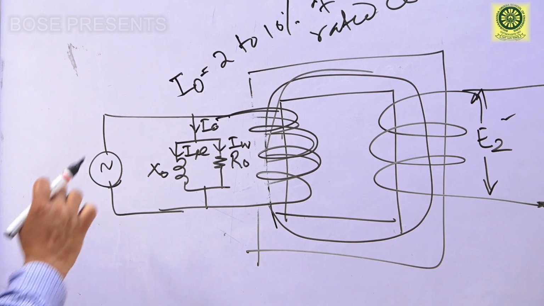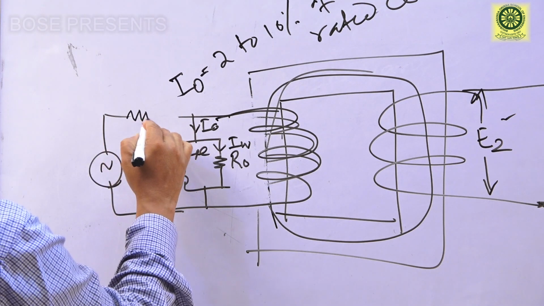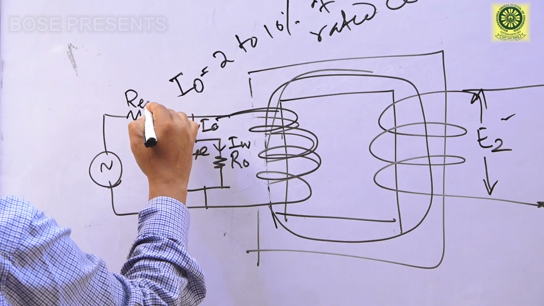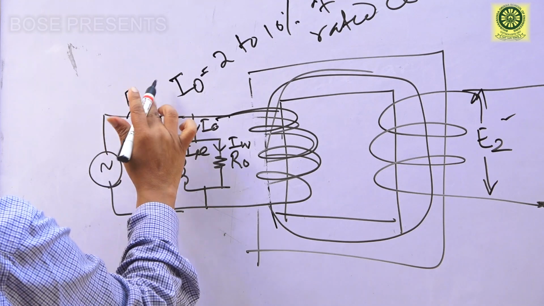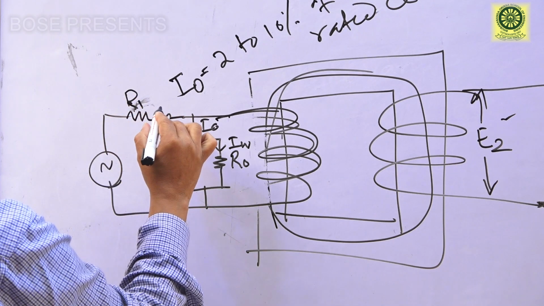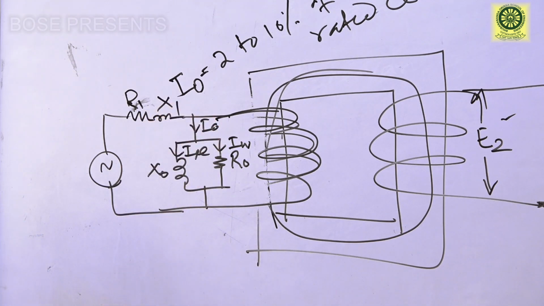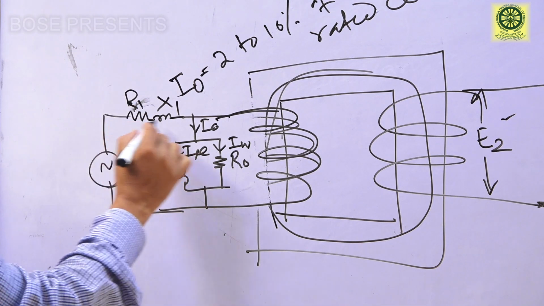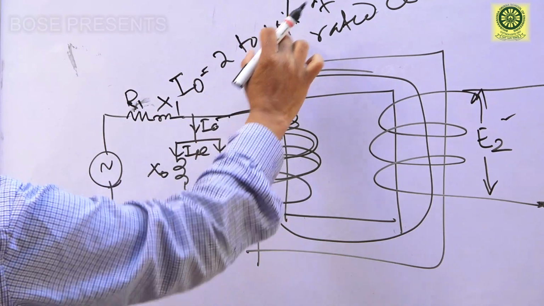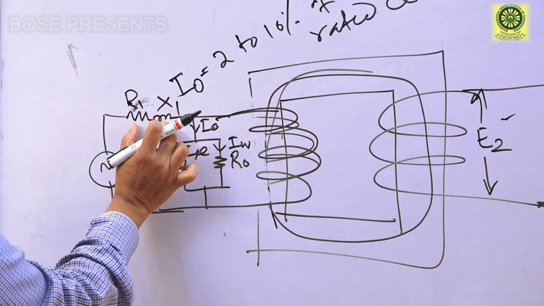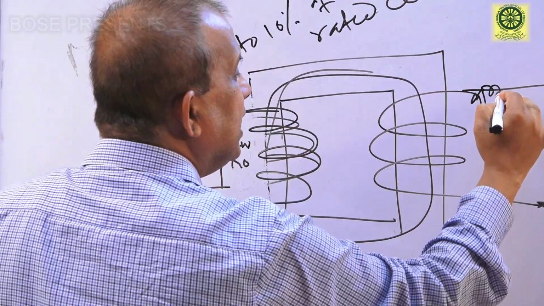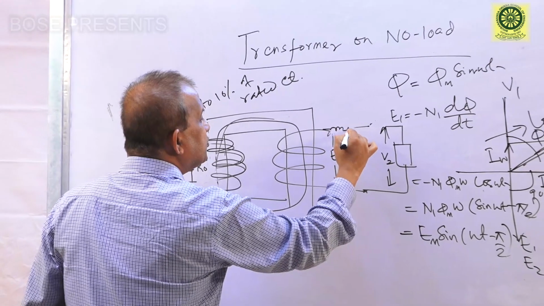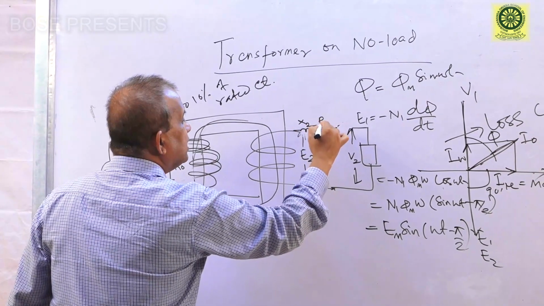Actually in the equivalent circuit there is a resistance here and a leakage reactance here. So this is R1, the leakage resistance of the primary side, and X1, the leakage reactance of the primary side, but these are not accounted for here. There is no voltage drop counted here because the no load current is too small. That's why I have not represented it here. There is also, in the secondary side, reactance and resistance. This is X2 and this is R2.